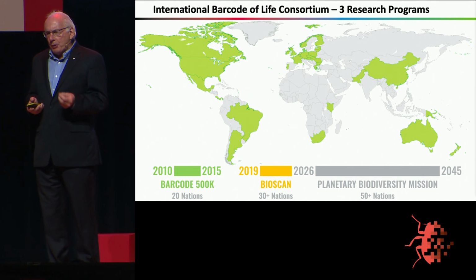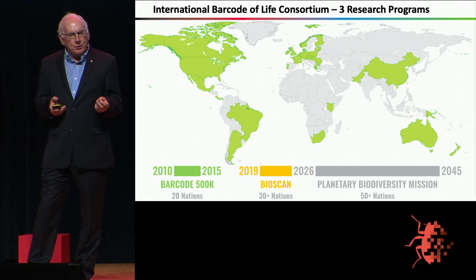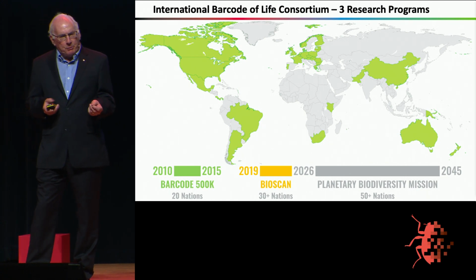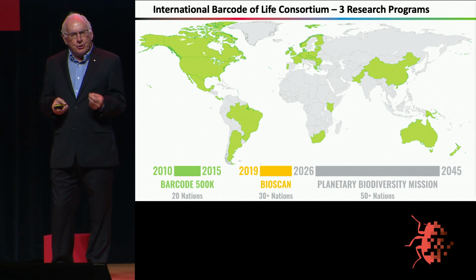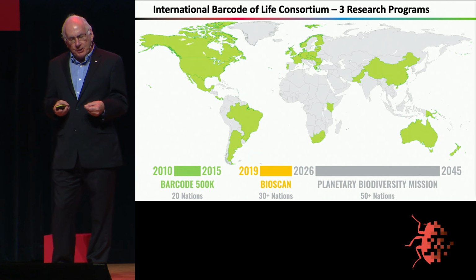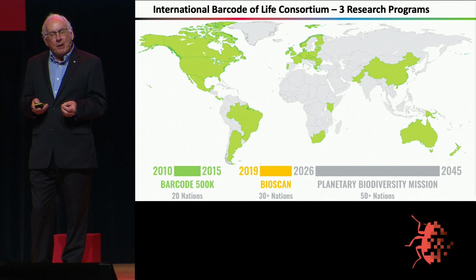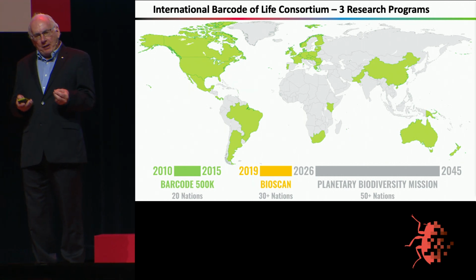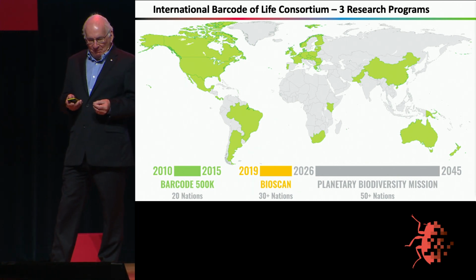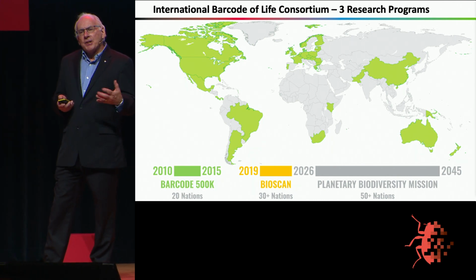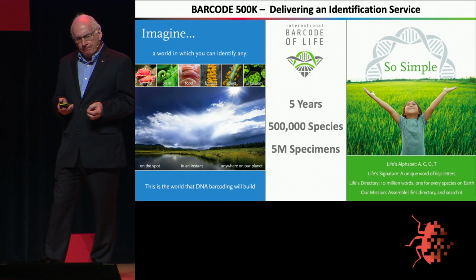It will achieve this through 3 projects. The first one was Barcode 500K, completed in 2015. $120 million expenditure. BIOSCAN was just launched in June. It's running for 7 years, about $180 million investment, and then the large 20-year project, Planetary Biodiversity Mission, that's at least 500 million euros. Let me change to your currency. And that would require less than €1 billion investment to advance towards these goals.